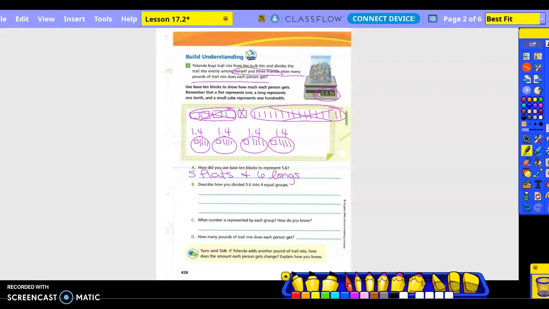And then we regrouped if we needed to. The flats could go in there 4 times, but we had 1 extra flat, so we had to regroup it into 10 more, and then we had a total of 16 longs, and then we dispersed those out. So how many pounds of trail mix does each person get? 1 1/4 pound.